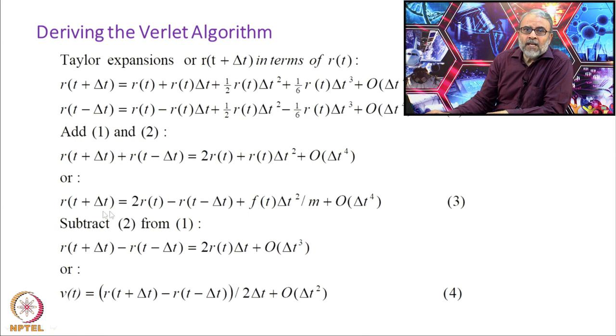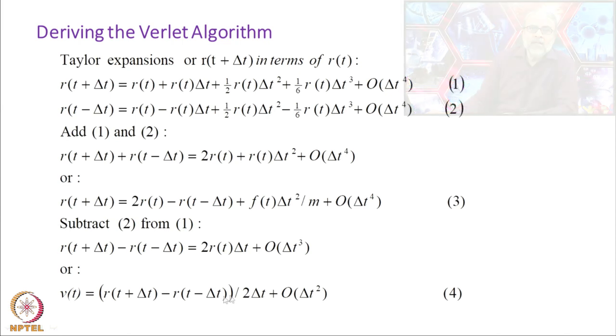So, now I got the new position, I can also get velocity now. How do I get velocity? I subtract 2 from 1. When I subtract, new position minus the previous position will be 2 times velocity into delta t plus a correction. So, the velocity now will be r at t plus delta t minus r at t minus delta t divided by 2 delta t. It is really like a change in position in 2 steps divided by the time for 2 steps. So, that is my velocity.